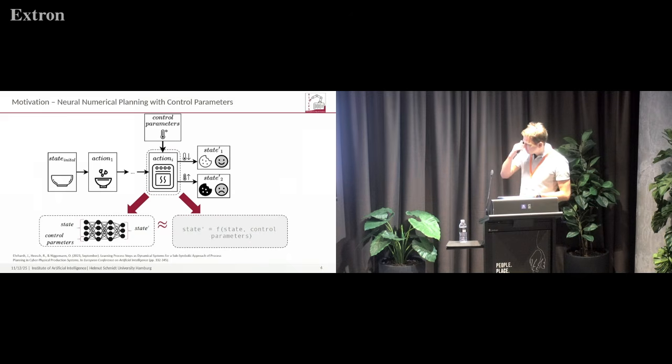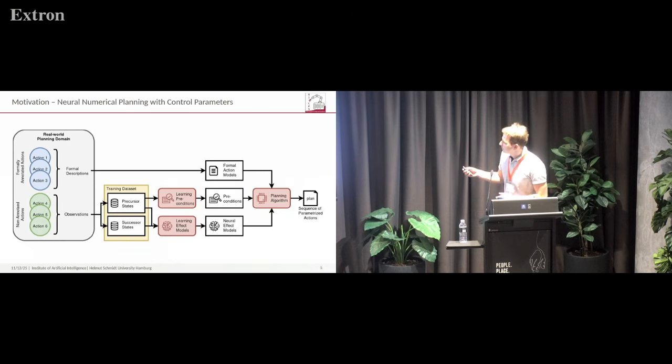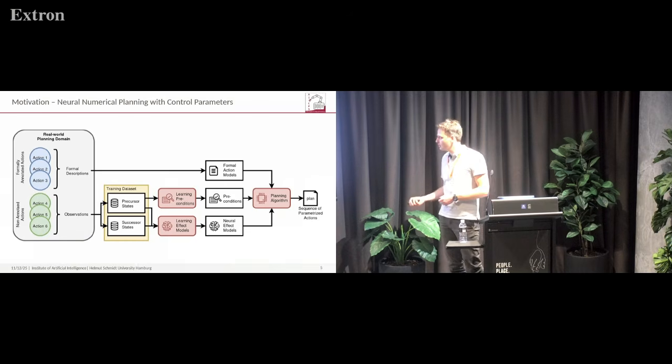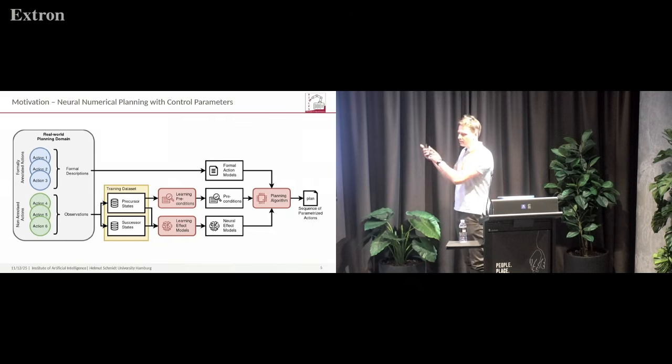So what are we doing then? Two years ago we proposed to use data, some observations of the system, to train a neural network instead, where the neural network approximates the effect of the action, so the effect of the oven, whether our cookies are good or not. To sum it up, we assume we have some real-world system where we have formal descriptions for some of the actions, which we can directly translate into formal action models. But we also assume that we have some actions where we don't have formal models, but instead we have some observations. From these observations, we learn the preconditions and we learn machine learning models to approximate the effects.